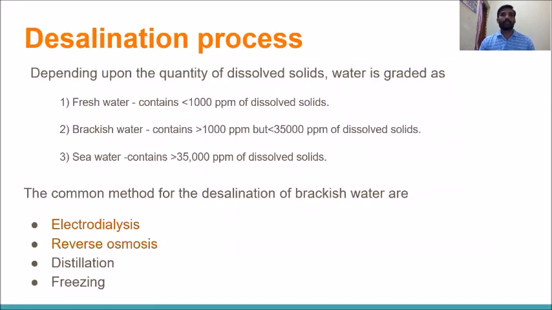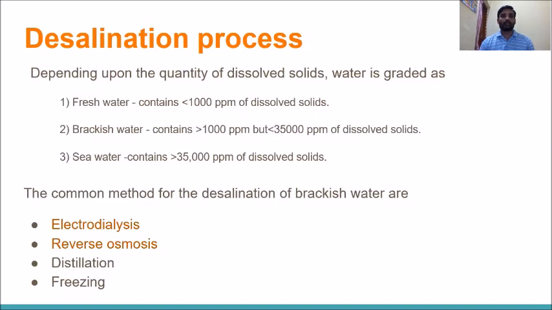Depending upon the quantity of dissolved salts, water is graded as freshwater, brackish water, and seawater. Freshwater contains less than 1000 ppm of dissolved salts, mainly sodium chloride. Brackish water contains greater than 1000 ppm but less than 35,000 ppm of dissolved salts. And seawater contains greater than 35,000 ppm of dissolved salts.